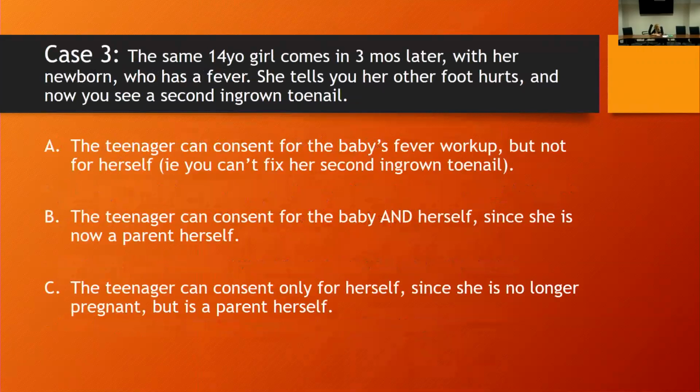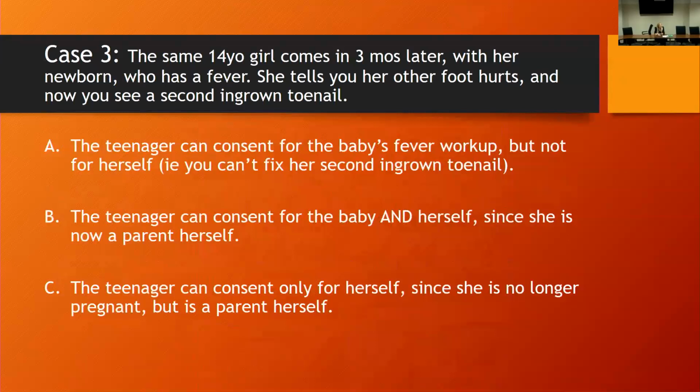So she comes in 3 months later with her newborn who has a fever. She tells you her other foot hurts, and now you see the second ingrown toenail. So which is the right answer? A: She can consent for the baby's fever workup, but not for herself. You can't fix her second ingrown toenail. B: She can consent for the baby and herself since she's now a parent. C: She can consent only for herself since she's no longer pregnant. Wrong. So the right answer is A. Really? Oh yeah, it's definitely A.